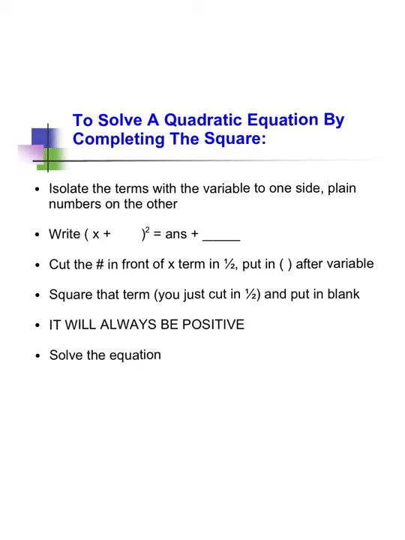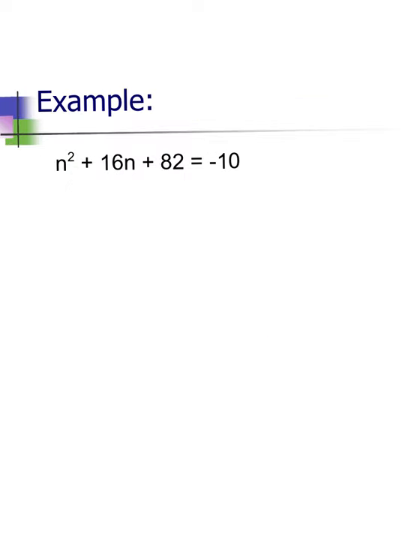To solve a quadratic equation by completing the square, the first thing we're going to do is isolate the terms with the variables on one side, plain numbers to the other. Then we're going to write (x + _)² = answer + blank. We're going to cut the number in front of the x term in half and put it in the parentheses after the variable. Then we're going to square that term that we just cut in half and put it in the blank. It will always be positive. Make sure you put a star here. Then we're going to solve the equation.